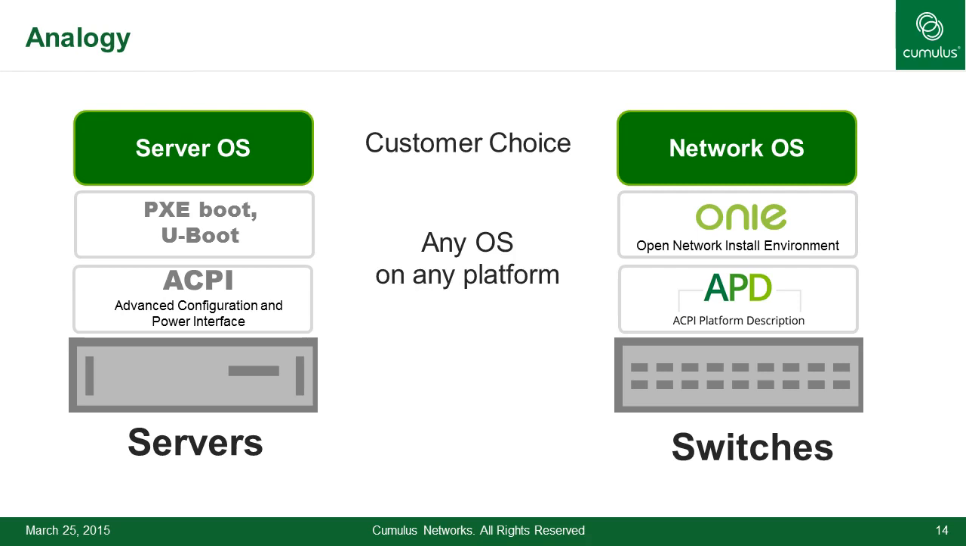So if you look at this, there may be a good analogy here. On the server side, you have ACPI, and you have PXE boot to load the OS. That really fostered the ecosystem for servers and separate OS. On the switching side, on the open networking side, in a similar fashion, you have ONIE, which is the Open Network Install Environment. That helps you load any OS you want on those switches. And ADP helps you integrate it with any OS you want. So in the end, it provides customer choice.